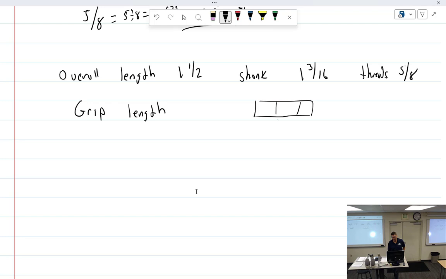All right, so I got a bolt. What's the overall length? Is it from here to here or here to here? Ah, it's this one. The head counts for nothing.